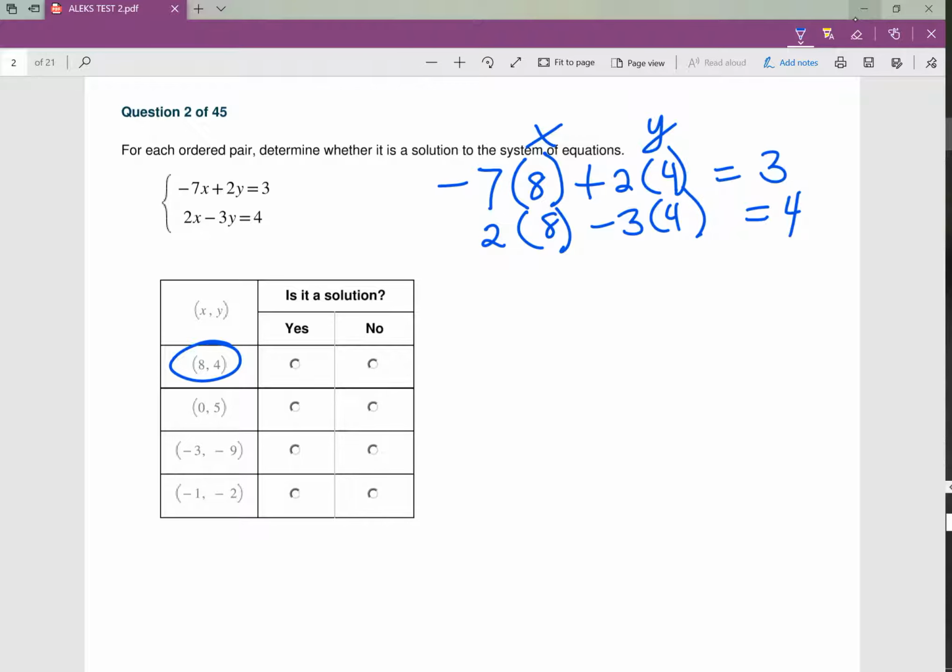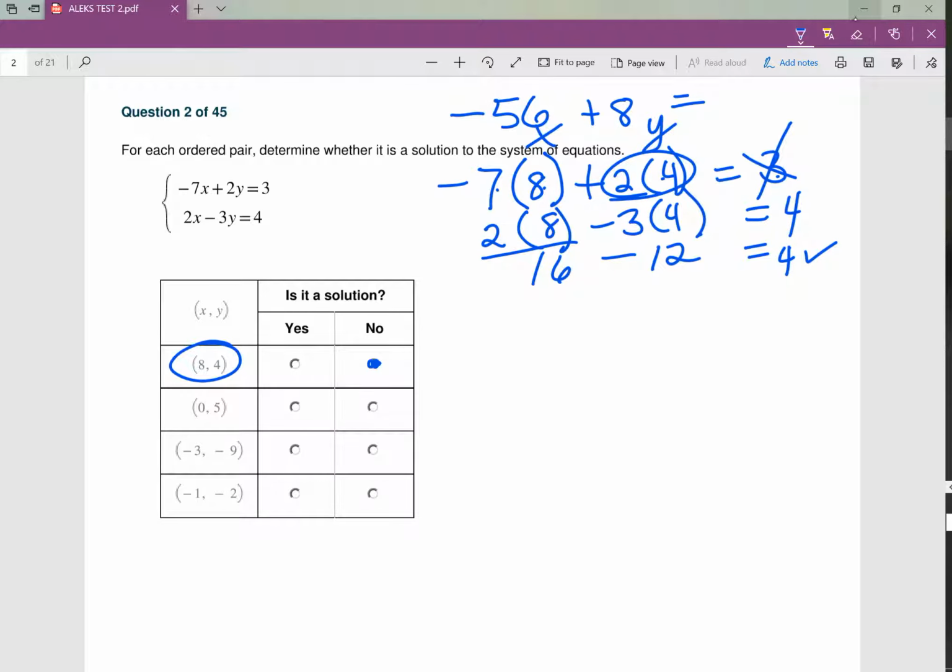Okay, so this is going to give me negative 56 plus 8. Is that equal to 3? I don't think so. And then this gives you 16 minus 12. Well, that does give you 4, so that does check out. But this one does not, because negative 7 times 8 is negative 56, which I'm going to add to positive 8, so that is definitely not 3. So that's not a solution. This is a no. Okay, so now we do the next one.